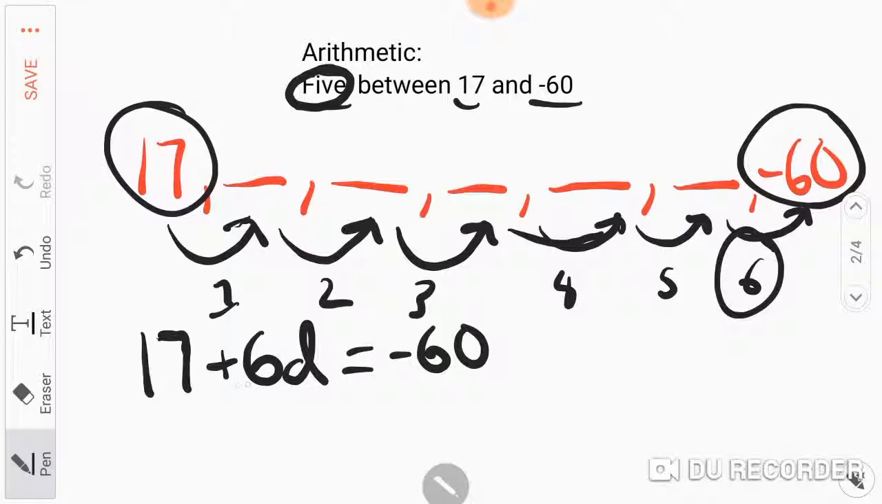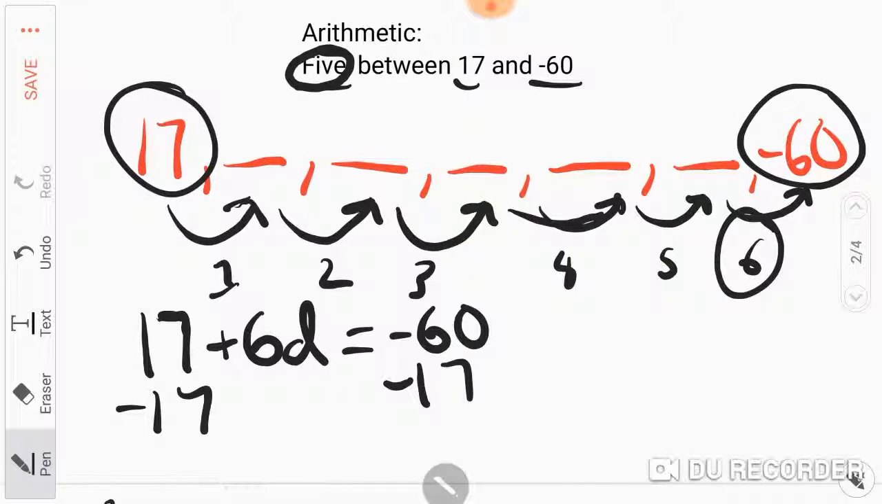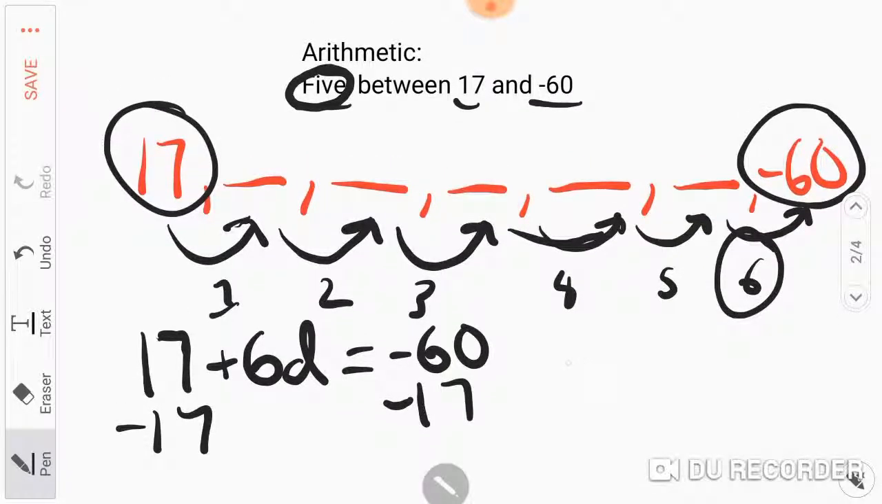And now, again, we want to get our variable alone. So first we're going to subtract 17 from both sides. And we get 6d equals negative 77. And now we need to divide by 6.